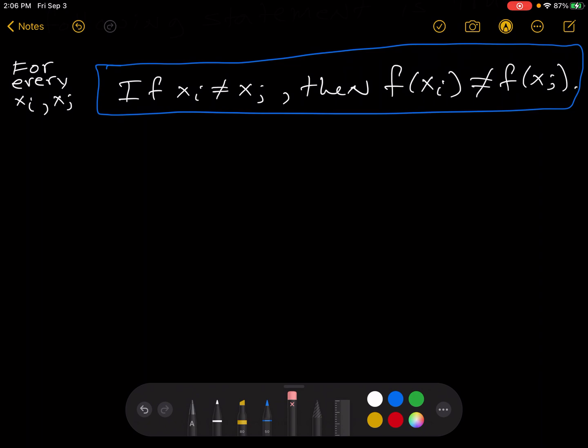Now, I think it's really instructive to see a function that is not one-to-one and to see where it fails this property. All right, so let me draw a bubble diagram for a function that is not one-to-one, and then we'll see why it fails this property I've circled in blue.